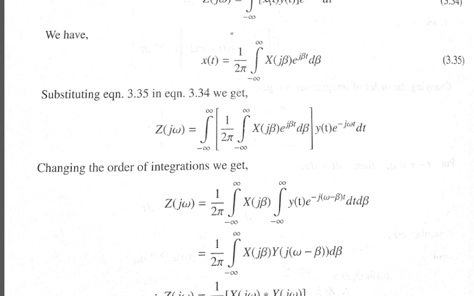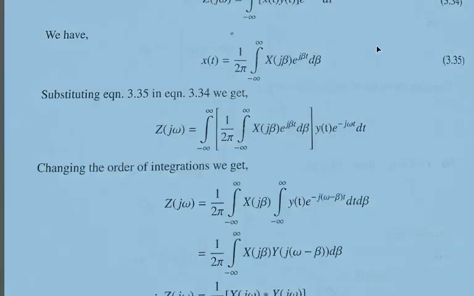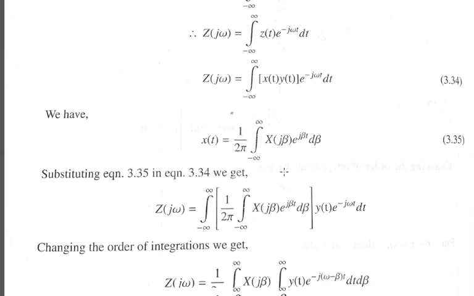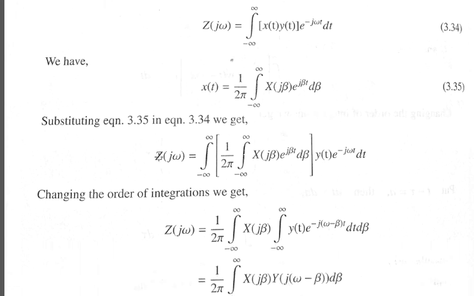as omega is already used in our equations, instead of j omega we are using another letter, so x(t) can be expanded as 1 by 2 pi integration from minus infinity to plus infinity X of again j omega we should not write, so we are taking the letter beta, and e raised to j beta t, the same letter we have to use. So in this equation the differentiation is d beta in place of d omega, y(t) e raised to minus j omega t dt.